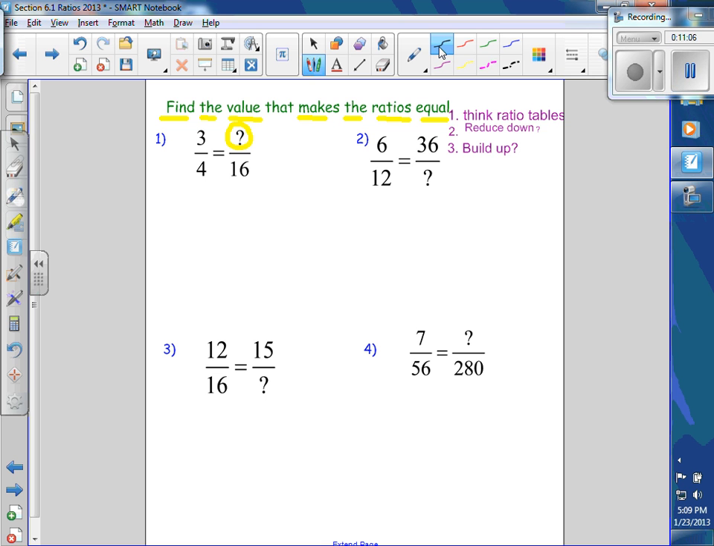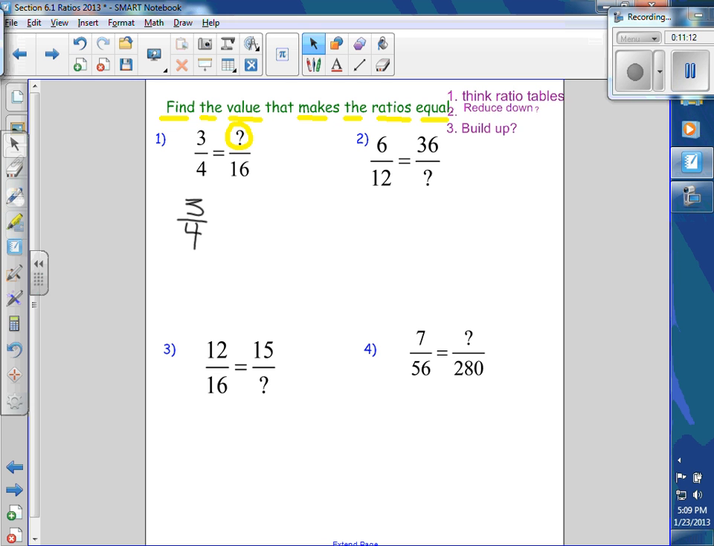We can just think of all of these problems in ratio table form. I wrote down a couple of things for you to think about. Think about ratio tables. Reduce down when you can. Ask yourself, do I need to reduce down? And ask yourself, can I build something up?